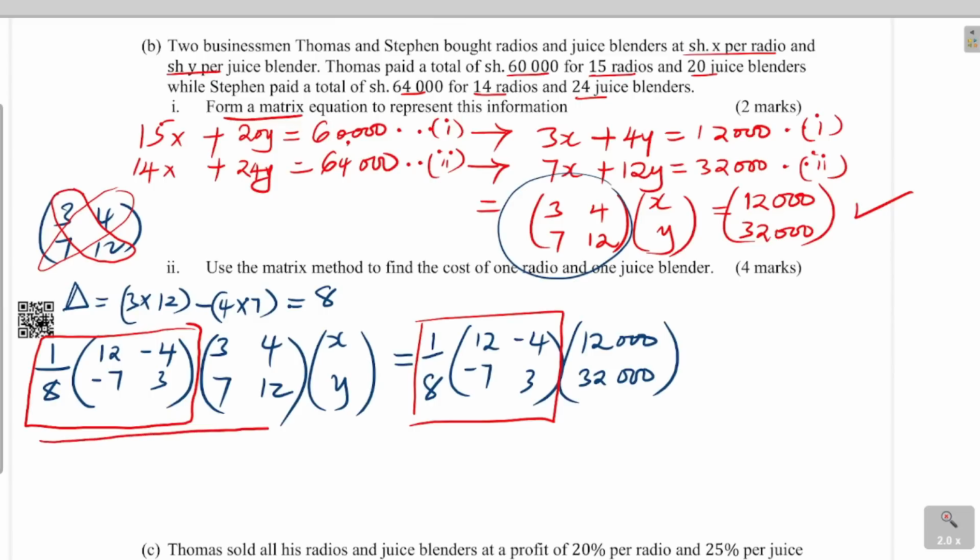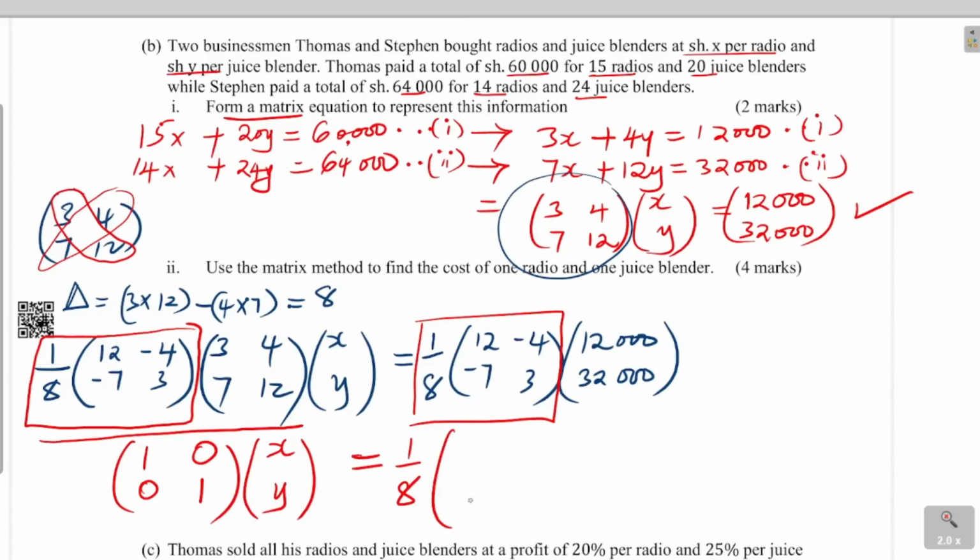When you multiply this side very well, you always get an identity matrix, 1, 0, 0, 1. 1 over 8 multiplied by this always gives an identity matrix, which has no effect. The identity matrix will not have any effect when it comes to multiplying x and y. So for this part, let us multiply this part. Here you shall have 1 over 8, and then row 1, column 1. So this will give 12 times 12,000.